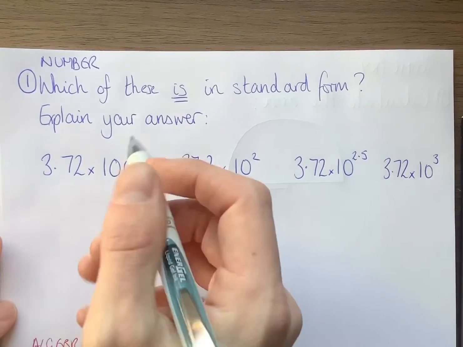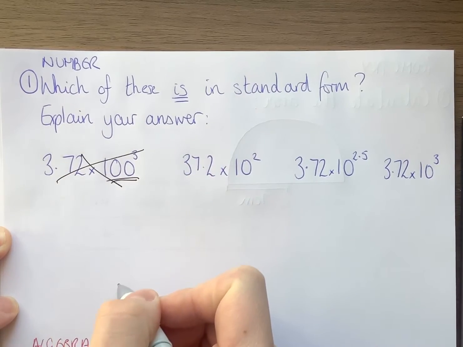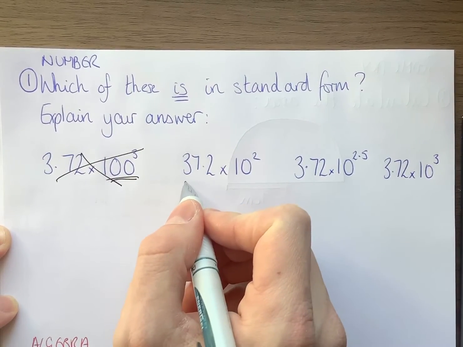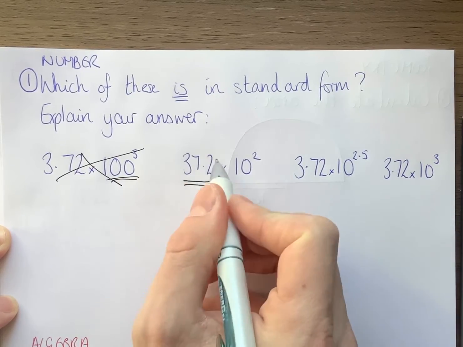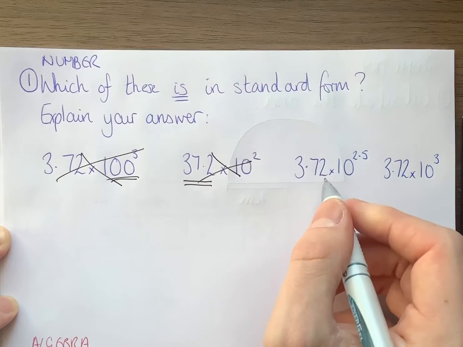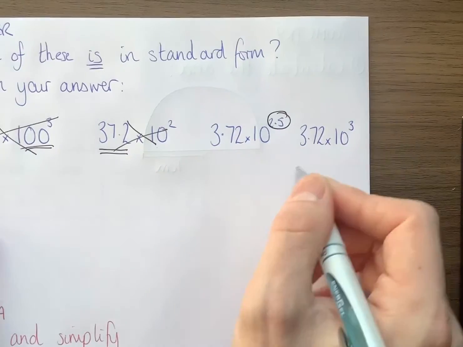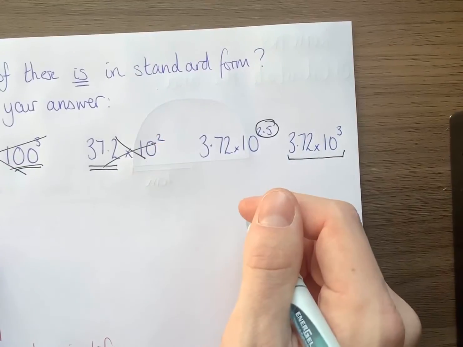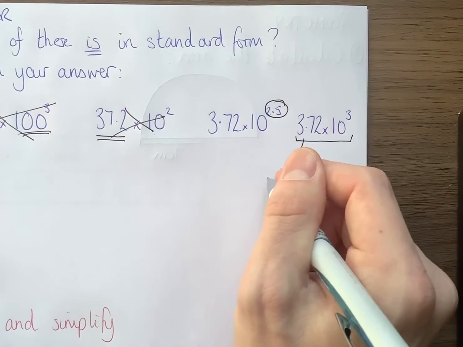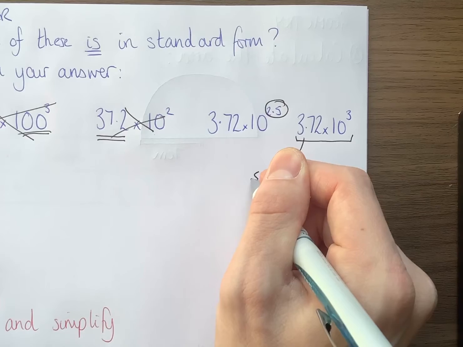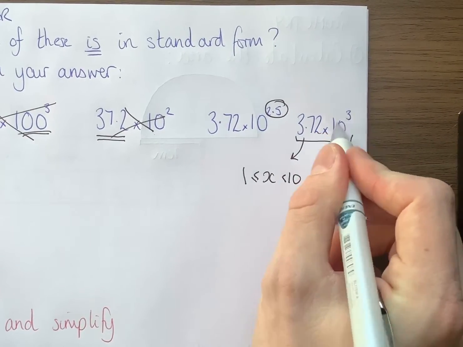So, first one, not in standard form, because actually this value here has to be 10, so it can't be that one. Second one is not in standard form because this has to be a value between 1 and 10, but it can't include 10, so it's not that one. This one can't be this one here either, because this has to be an integer. So it has to be the fourth one. So give yourself a mark if you got that correct. Okay, it is in standard form because that first value has to be greater than or equal to 1, but less than 10. And this has to be 10 to the power of an integer.